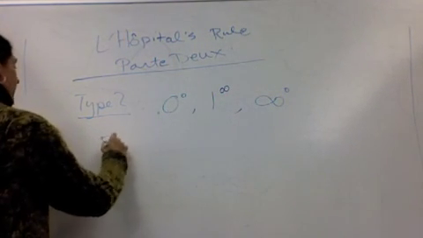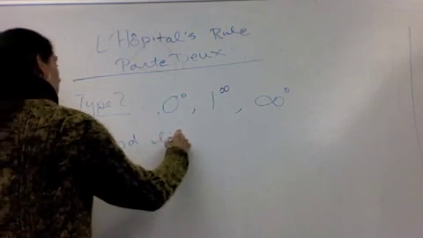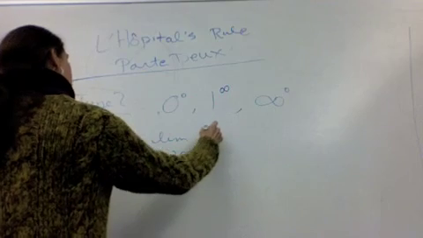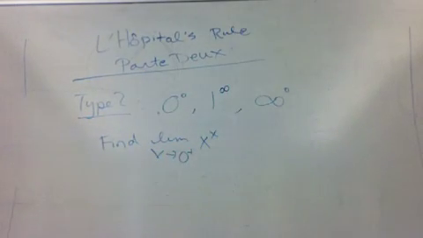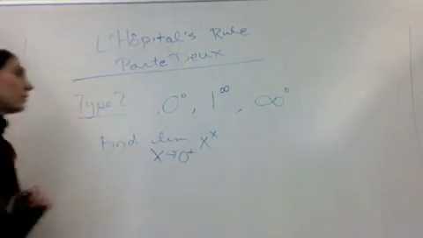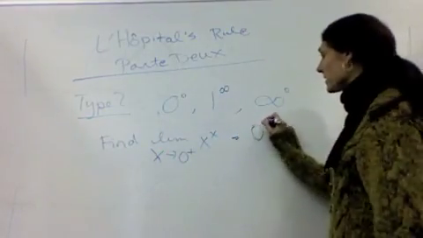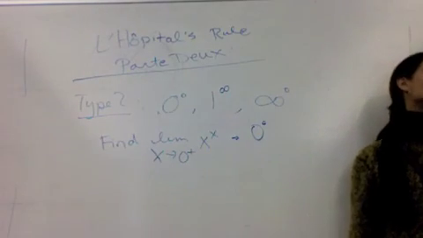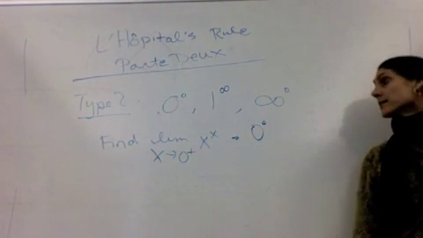So find the limit as x goes to 0, and this is from the right. So what do we get? Well, in this case, if we tried to plug in, we would get 0 to the 0 power. Show that you get an indeterminate form. That's a meaningless result to us.